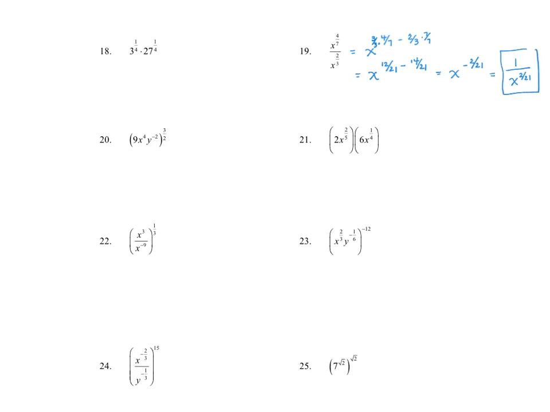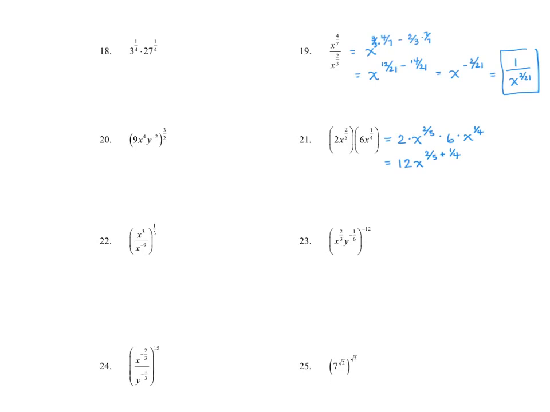In number 21, I can lose the parentheses and just multiply everything together. So I can rewrite this as 2 times x to the 2/5 times 6 times x to the 1/4. And now I can just multiply the numbers. So 2 times 6 is 12. And when I multiply the variables to a power, the rule is if the base is the same, I add the exponents. So I'll have x to the 2/5 plus 1/4.